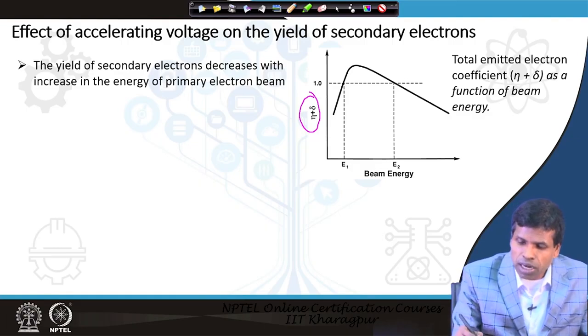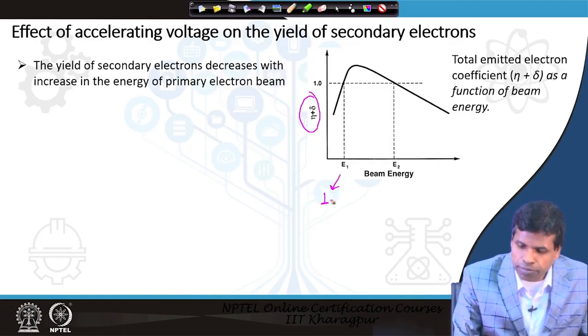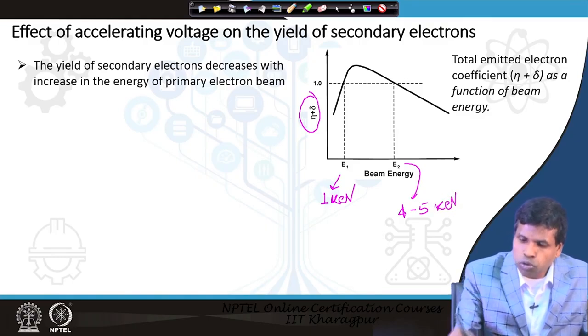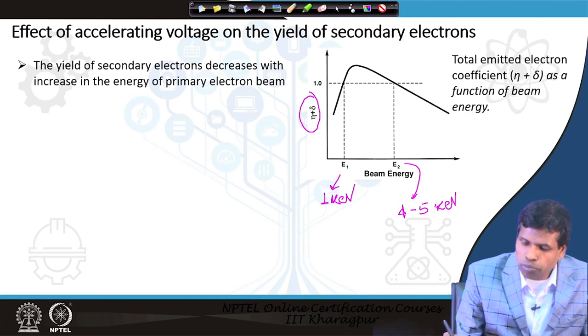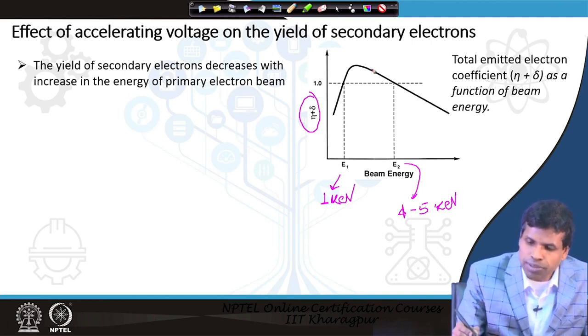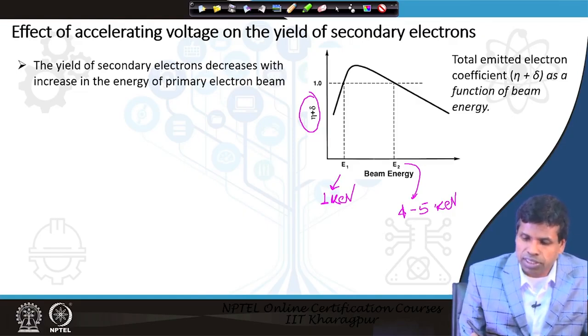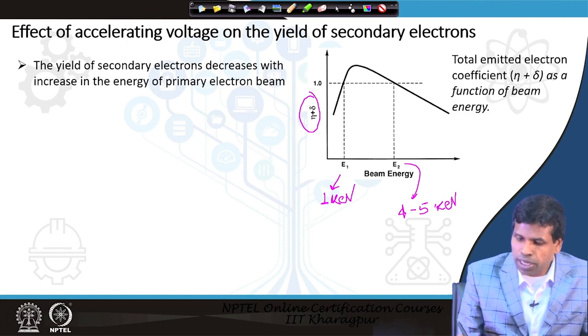They have a maximum in the region between E1 and E2, where E1 is the acceleration voltage, normally 1 kV, and E2 is normally 4 to 5 kV. So, within that range between 1 kV and 4 to 5 kV, we have maximum generation of secondary and backscattered electrons. Therefore, for most microscopic study, for morphological or topological investigation, we prefer an energy range between 1 kilo electron volt and 5 kilo electron volts.